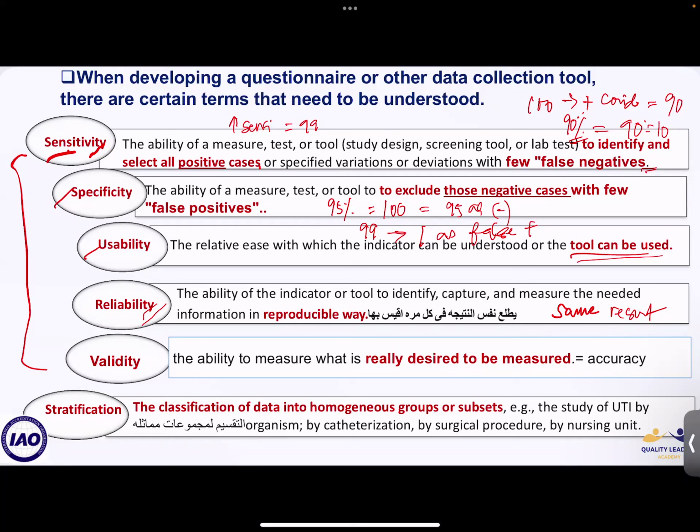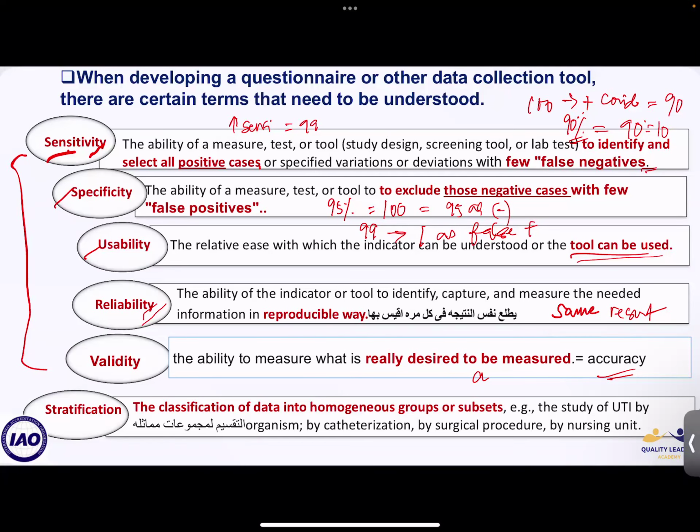What about validity? It is the ability of a tool to measure what it is supposed to measure, meaning what is really desired to be measured. There is accuracy. For example, if you are using a test for COVID-19 but it detects a different virus, this test lacks validity because it does not measure exactly what it is designed to measure.